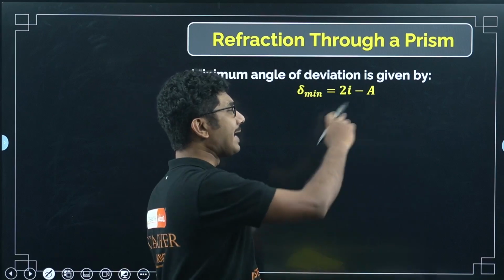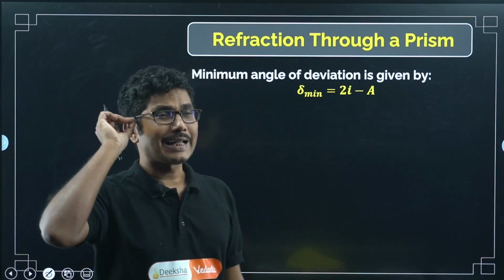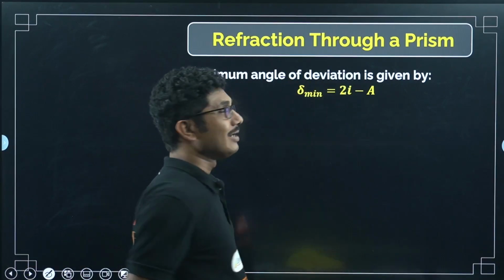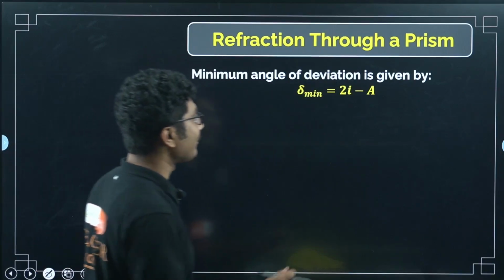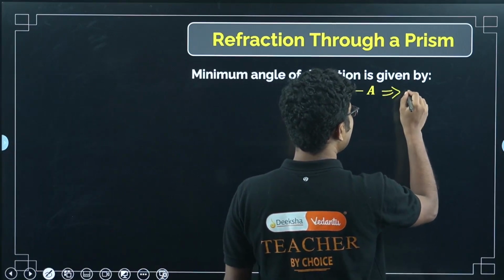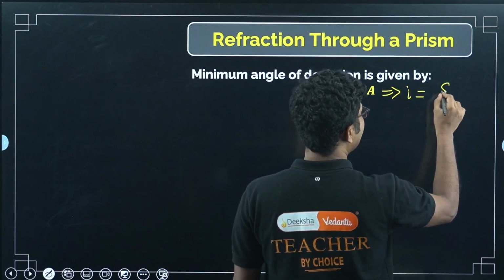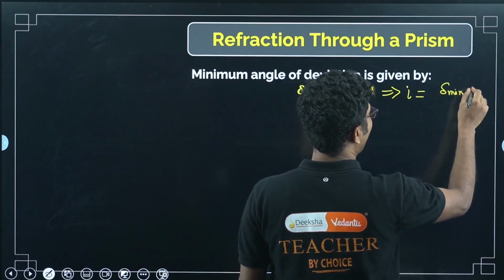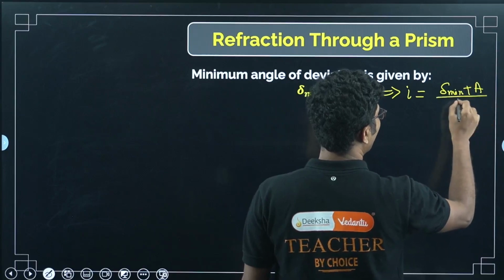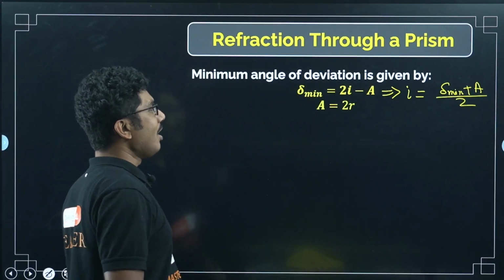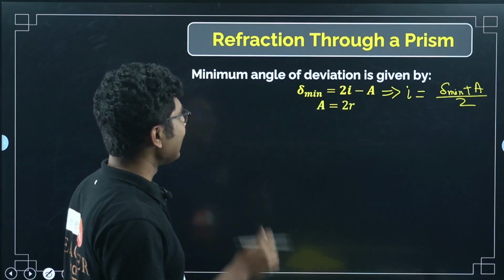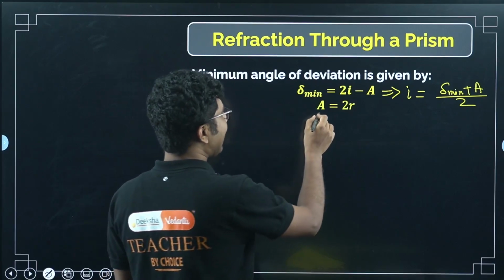As I said, when i equals e, in that case we can write that the deviation is minimum, and from here you can find the value of i, which will be (delta min plus A) by 2, right? This is also a way to calculate the delta min. Now from this you can also write that A equals 2r.